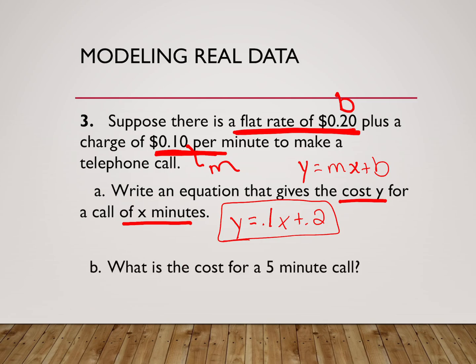Part B wants to know what the cost is for a 5-minute call. We'll notice x is our minutes, so we're just going to plug this 5 into our equation up here. So we're going to have y equals 0.1 times 5 plus 0.2. We can use our calculators, we can use whatever we need, and we will notice that this one costs 70 cents when we work that out.